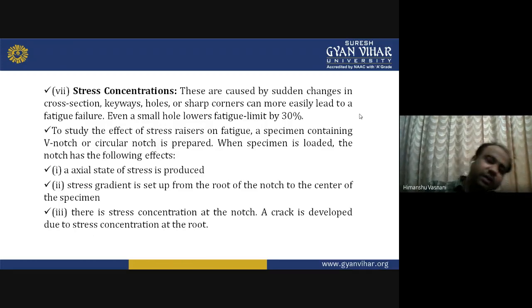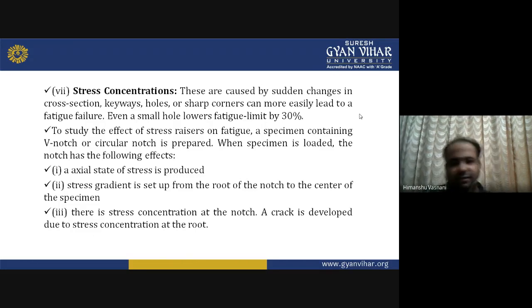To study the effect of stress raisers on fatigue, a specimen containing a V notch or circular notch is prepared. We have done this in labs also. When the specimen is loaded, the notch has the following effects: an axial state of stress is produced, a stress gradient is set up from the root of the notch to the corner of the specimen, and there is stress concentration at the notch. A crack develops at the root of the notch.